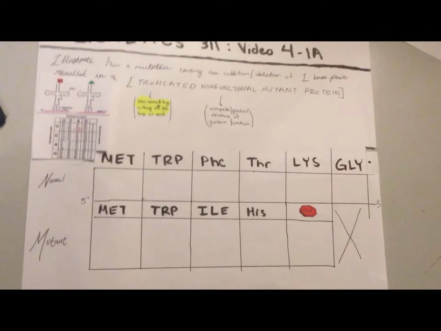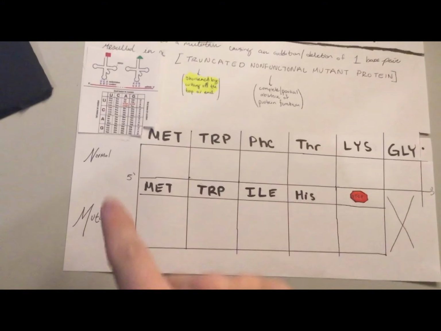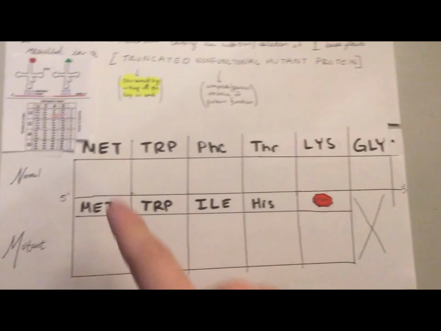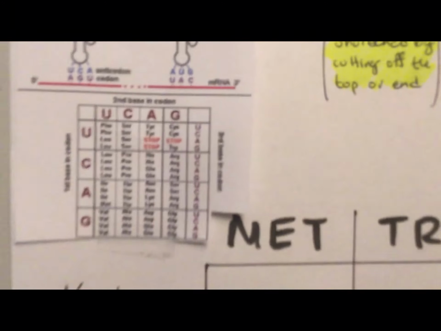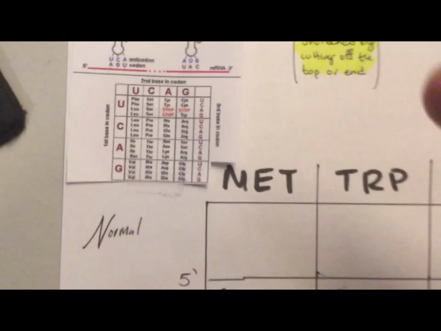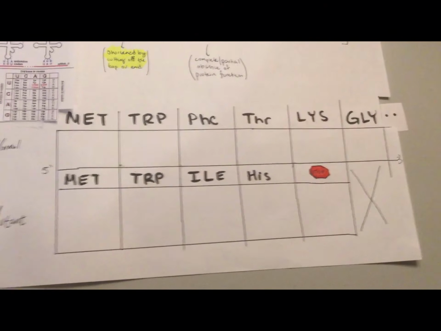The next important thing is that we're given the 5' to 3' sequence of the normal and the mutant strands, and we've got all of the amino acids. So now we need to use our little amino acid chart to figure out what the codons are that match these amino acids.